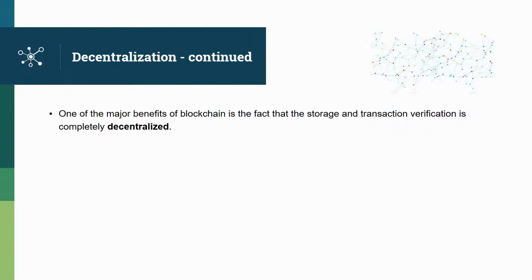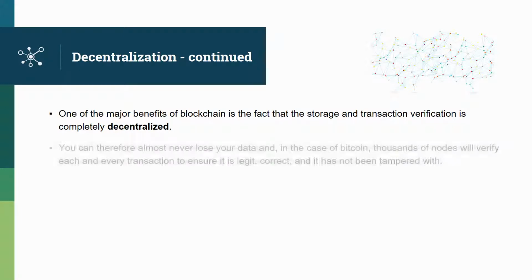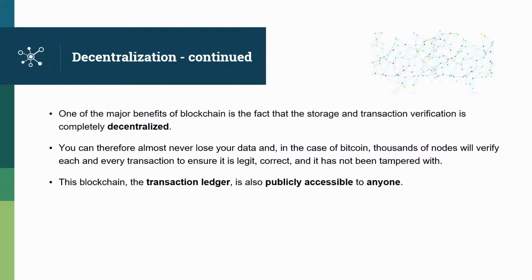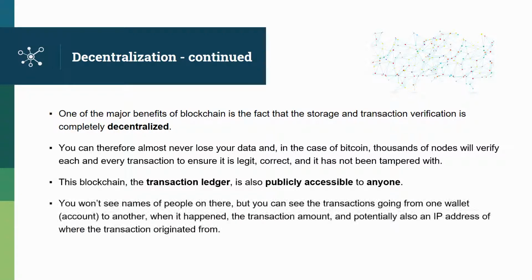One of the major benefits of blockchain is the fact that the storage and transaction verification is completely decentralized. You can therefore almost never lose your data and, in the case of Bitcoin, thousands of nodes will verify each and every transaction to ensure it is legit, correct, and it has not been tampered with. This blockchain, the transaction ledger, is also publicly accessible to anyone. You won't see names of people on there, but you can see the transactions going from one wallet, i.e. the account, to another, when it happened, the transaction amount, and potentially also an IP address of where the transaction originated from.